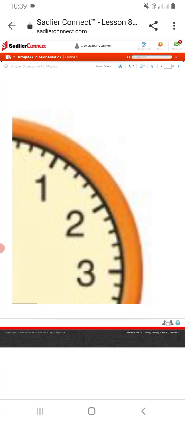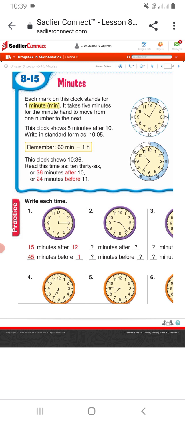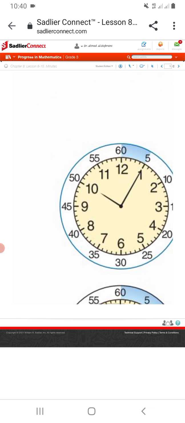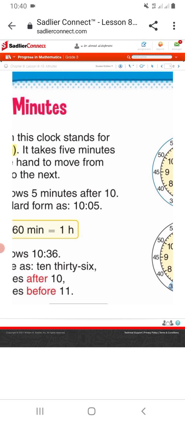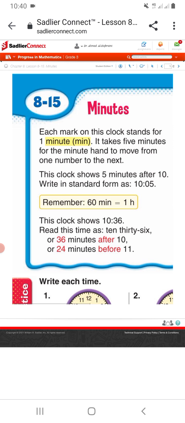As you can see here in the blue box, we have the first clock. Each mark on this clock stands for 1 minute. We are talking about these small marks in between the numbers. So as you can see here, we have 12, then we have 5 small marks, then we have 1. And we have 5 small marks in between each number and the next. So each mark on this clock stands for 1 minute. It takes 5 minutes for the minute hand to move from one number to the next.